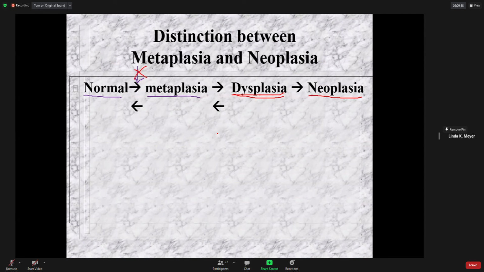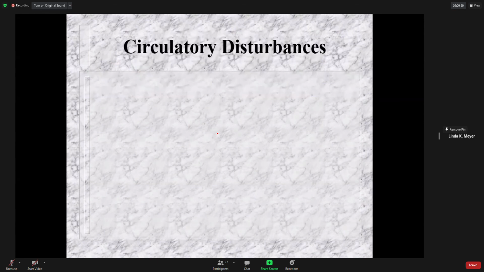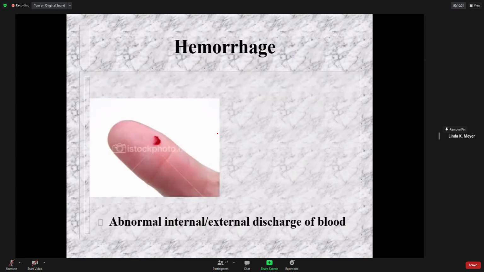Okay, let's wrap this topic up with some discussion of circulatory disturbances. And this is going to be just more of a general overview. Like I mentioned before, this is not a systemic pathology class. We're not going to be studying all of the cardiovascular diseases, just more of a general application of some important terms.